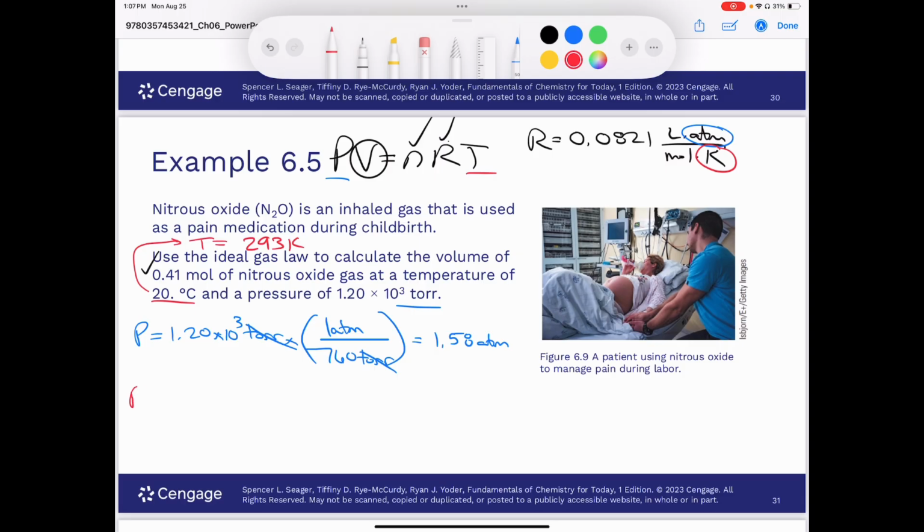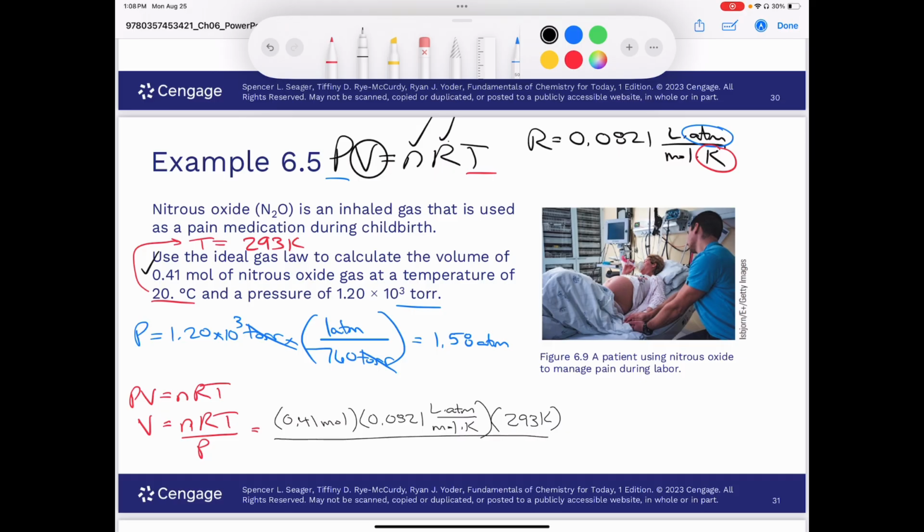And so now if we take PV is equal to nRT and I solve for volume, I get volume is equal to n times R times T divided by P. So now I can just plug in my numbers. I get 0.41 moles times R, which is 0.0821 liters times atmospheres, divided by moles times Kelvin, multiplied by the temperature, 293 Kelvin, divided by the pressure, 1.58 atmospheres.